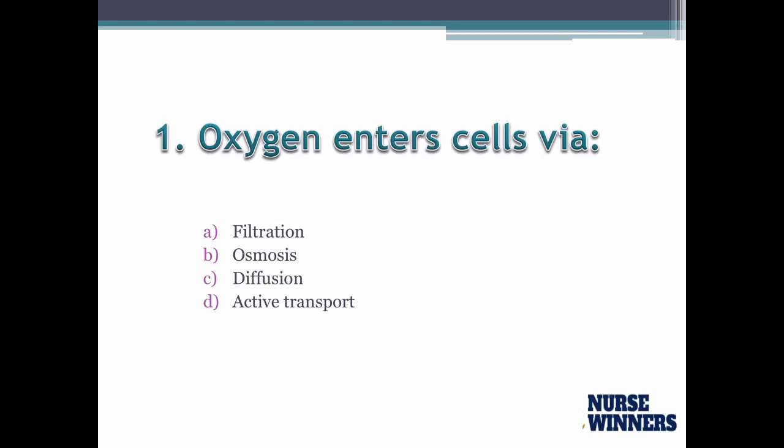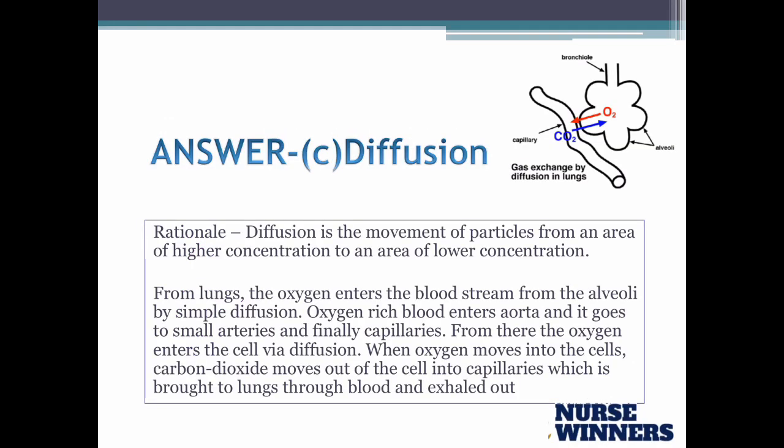First question: oxygen enters cells via options A. Filtration, B. Osmosis, C. Diffusion, D. Active transport. The right answer is option C. Diffusion. Rationale: diffusion is the movement of particles from an area of higher concentration to an area of lower concentration.